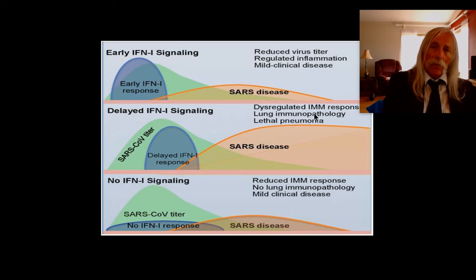Lung immunopathology, a lot of cells being killed by the immune system. Now you're even introducing lymphocytes into the process, like natural killer cells and killer T lymphocytes. Lung immunopathology, lethal pneumonia, bad news. No interferon signaling, complete suppression. You get a lot of SARS, but you get no interferon response, and you get a mild clinical disease.